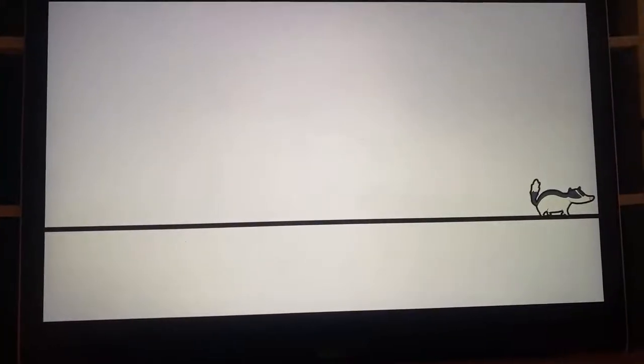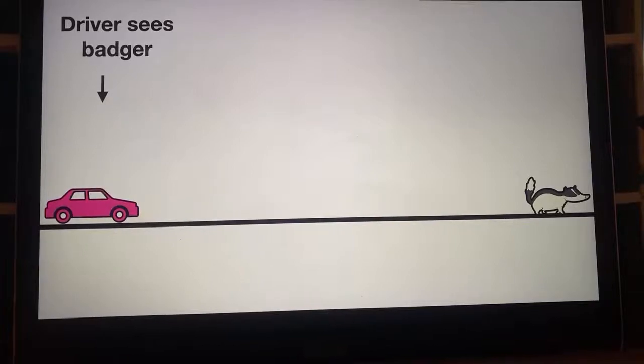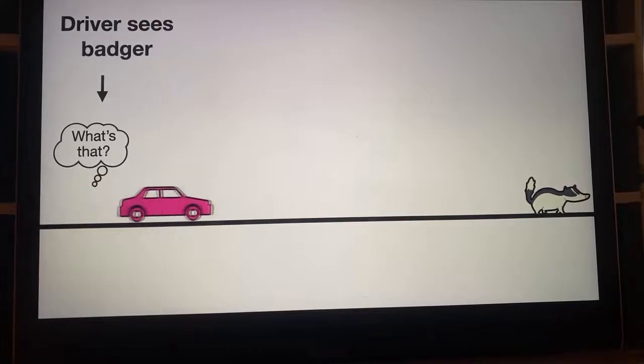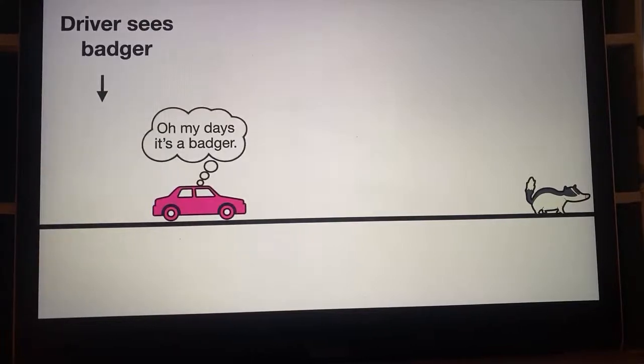Let's look at this situation when it comes to driving, reaction time when it comes to driving, because obviously this has a lot to do with road safety. There's a badger in the road. Oh, just classic. You're coming home, you're driving your car, the driver sees the badger. The driver thinks, oh, what's that? Oh, there's something up ahead. I don't know. Oh my days, it's a badger.